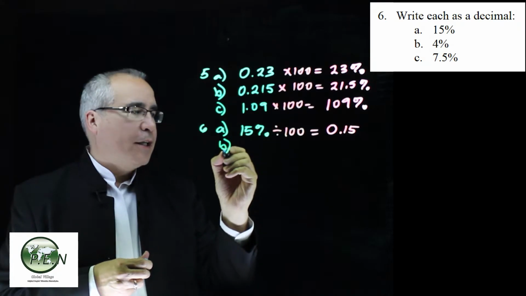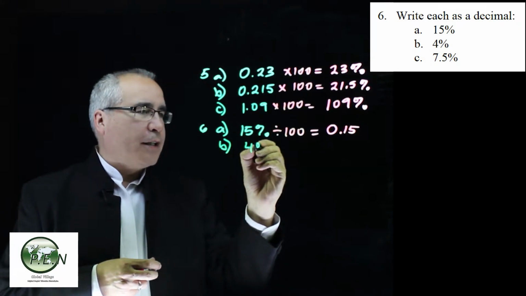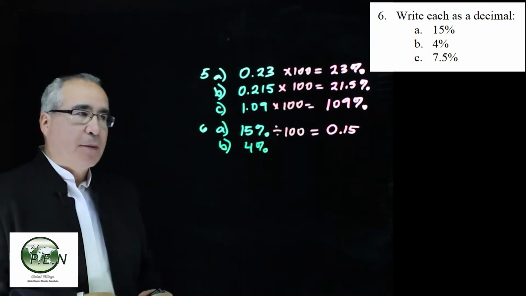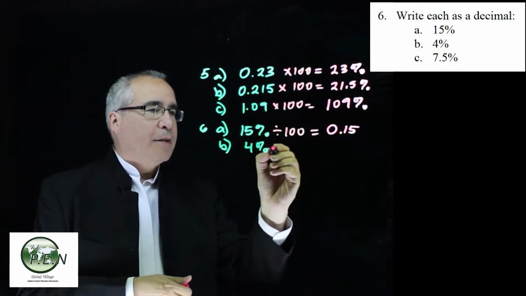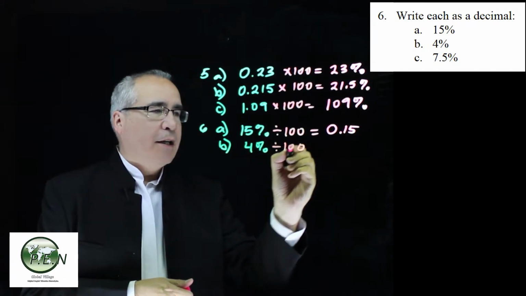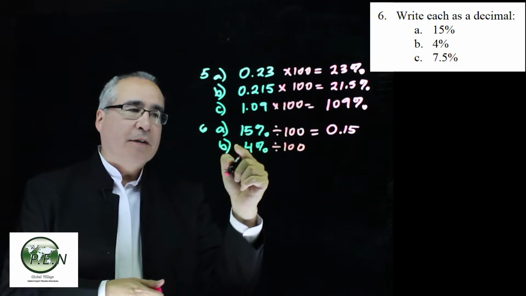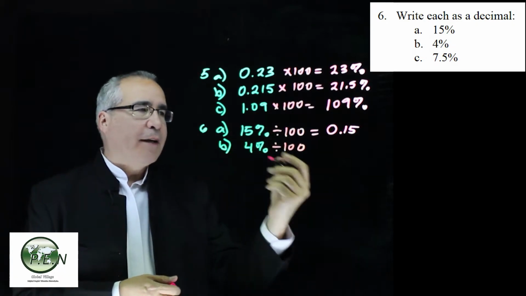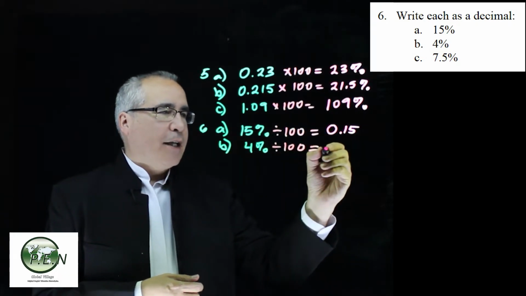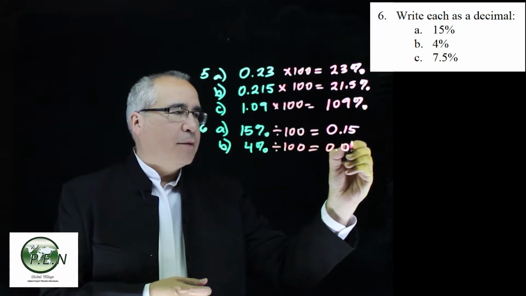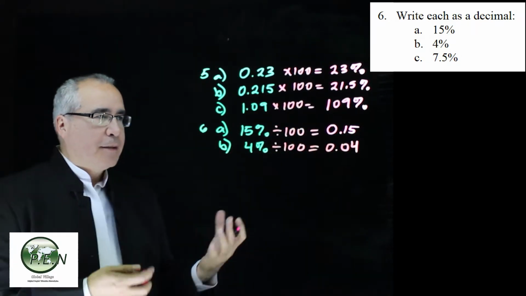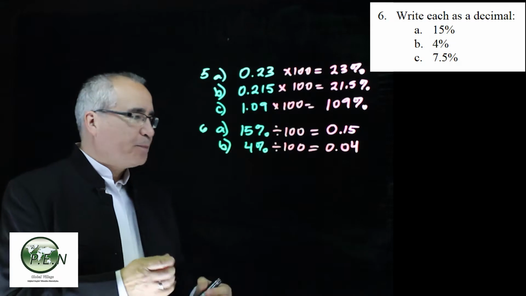B question, we're asked to take 4%, turn it into a decimal. And again, we will divide by 100, which will move the decimal over 2 places, and notice there's no place there, so we have to fill that in with a 0. Use your calculators. It will give you the correct answer and build your confidence.